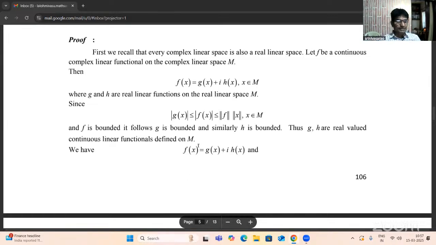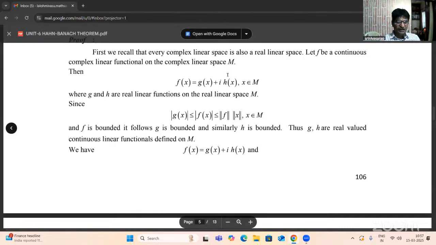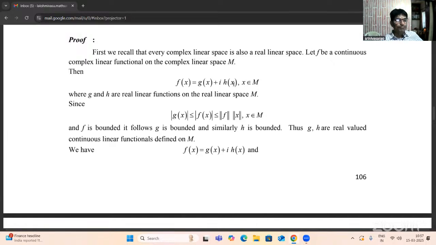Now this is my f of x equals g of x plus i into h of x, where small x belongs to capital M. Here g and h both are real linear functionals on the real linear space capital M. So mod g of x cannot exceed mod f of x, which is less than or equal to norm f into norm x. Here the function f is bounded, so it follows g is bounded.